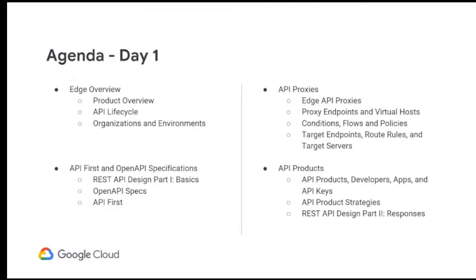What are the open API specs, how you design that API-first approach, all these things, and then we will move to API proxies. That is the Apigee-specific thing, how we build our APIs on Apigee. So we'll see what is an Apigee API proxy on Apigee Edge, what are the things like proxy endpoint, virtual host, conditions, flows, policy, target endpoints, route rules, target server. So these are the terms related to Apigee that we use. So we will cover those topics which are the start of Apigee.